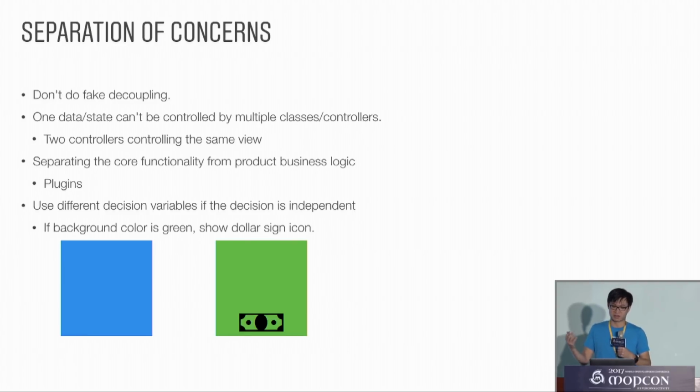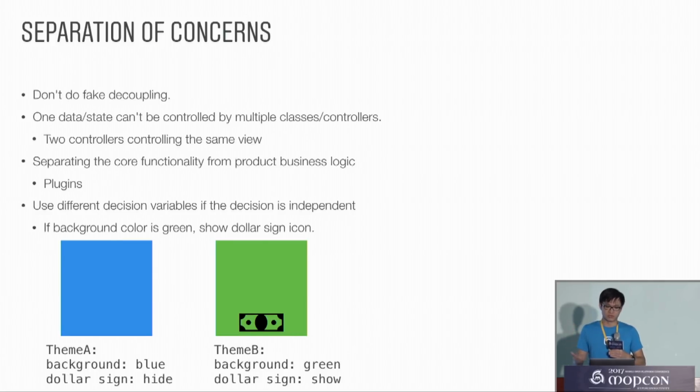So people will just write the code, oh, he knows background color is green, so he's not going to show the $ sign. But actually, these two are separate decisions. So just split them into two variables. You control the background color separately from the dollar sign. You define a theme A that decides the first set of variables, and a theme B that defines the second set. So that would be a good separation of concerns.